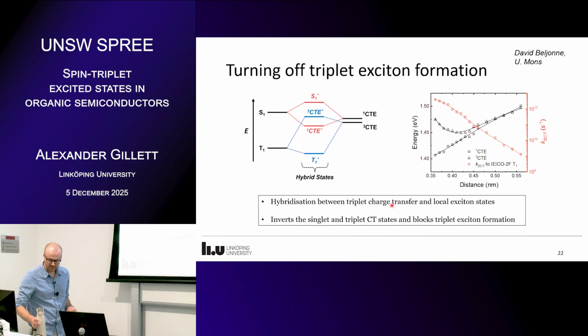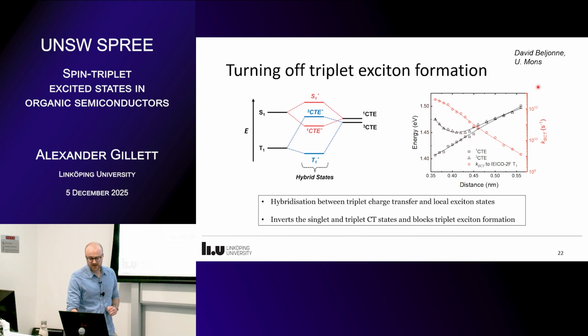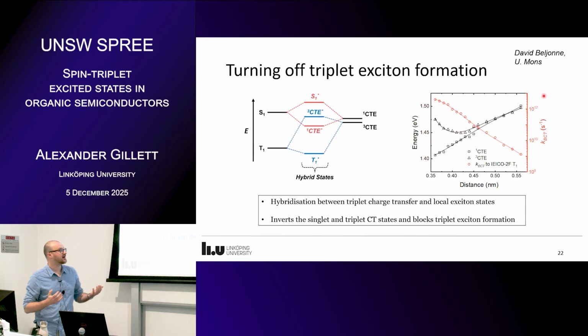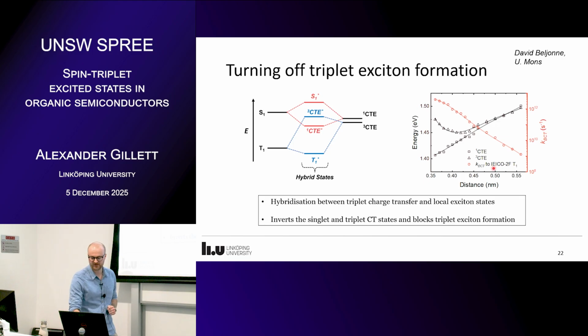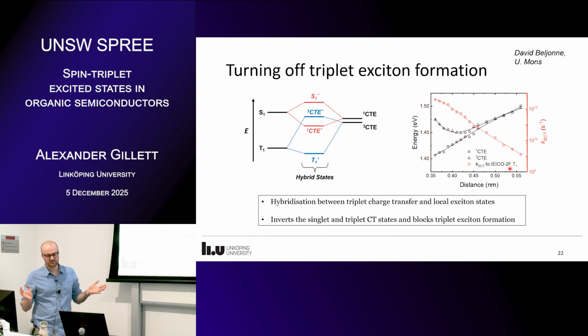So we worked with our theory collaborators in the group of David Beljonne in Belgium. And they did some very nice calculations to help us understand why this might be the case. So I'm showing it to you for one system, this PTB7 with this IEICO-2F acceptor. We ran it on the 4F, which also didn't show triplets, and a lot of the ones that did show triplets. And we found generally, I mean, it's just a model, but it seemed to be in quite good agreement with the experimental results, so we consider it could be a possible explanation, let's say.